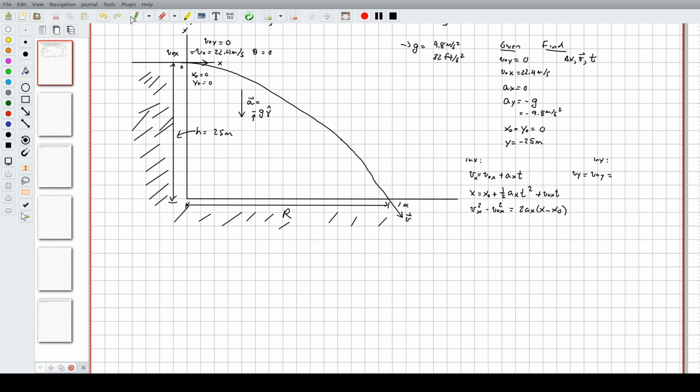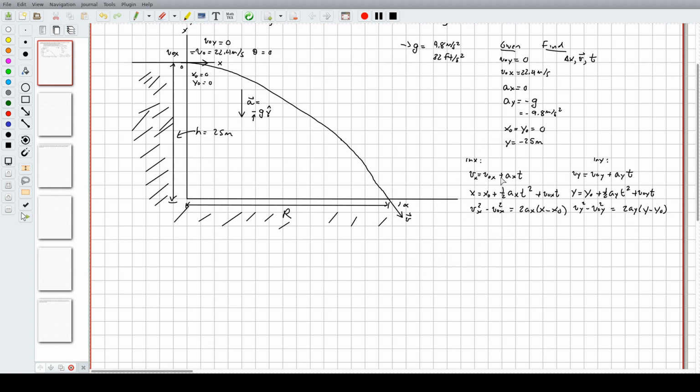In y, you have vy is equal to v naught y plus ay times t. You have y is equal to y naught plus 1/2 ay times t squared plus v naught y times t. I also have vy squared minus v naught y squared is equal to 2 times ay times y minus y naught. So there are my 3 equations in x and 3 equations in y.